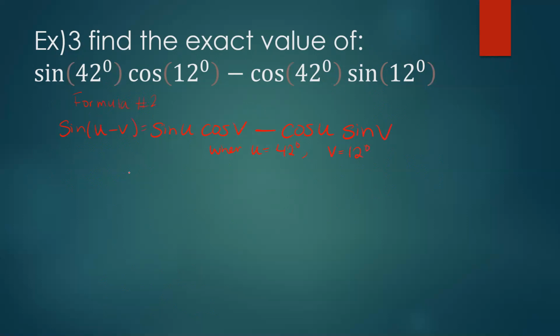Okay, so remember, we're only caring about the left side, because we already have the right side of the equation, so we don't care about the right side anymore. The left side is just going to be sine of u minus v. So u is 42 degrees minus v, which is 12 degrees. That's going to be sine of 30 degrees. And in your unit circle, what is sine of 30 degrees? It's exactly 1/2. Okay, so your final answer is 1/2.